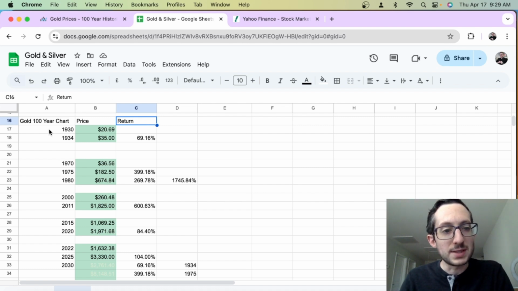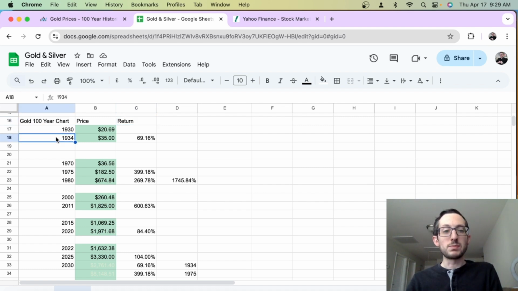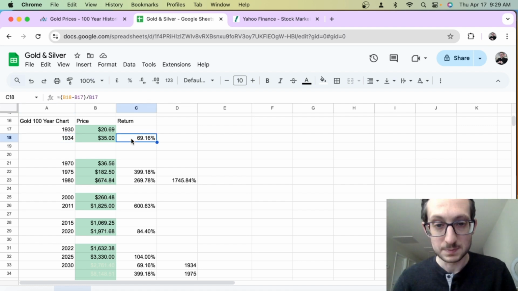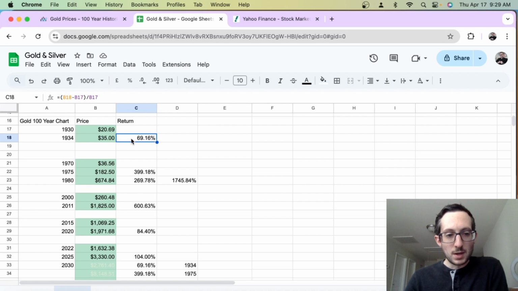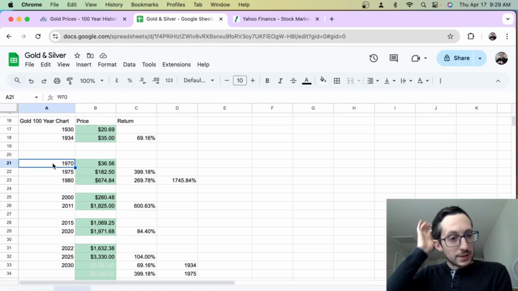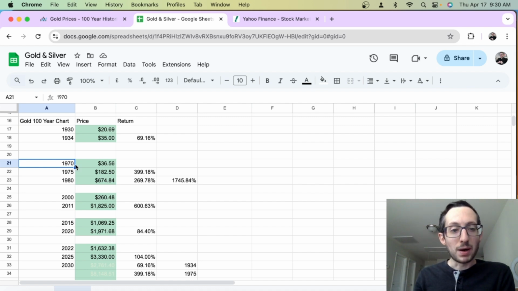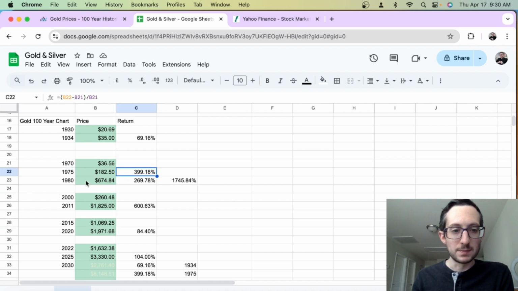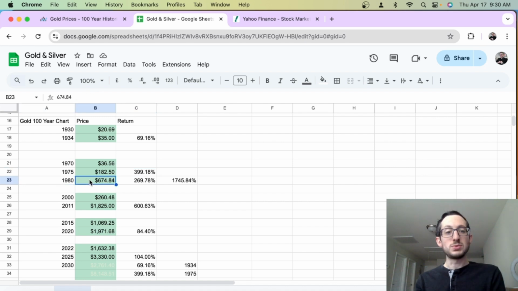So the jump from 1930 to 1934 went from around $20 to $35. That was a return of 69%. Okay? So then, sorry, allergies and pollen are killing me. So then the next one is 1970, bottom of $36. First spike went up to $182. That increase was almost 400%. Then from 1975 to 1980 went up to over $670.